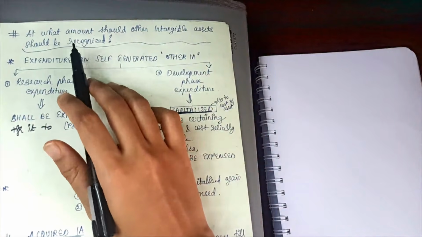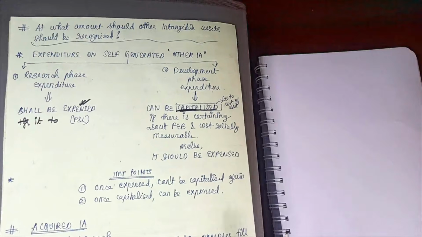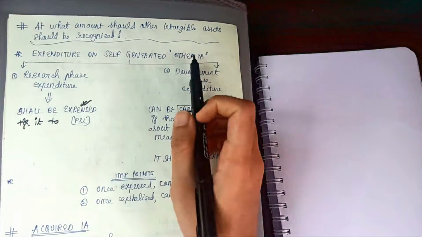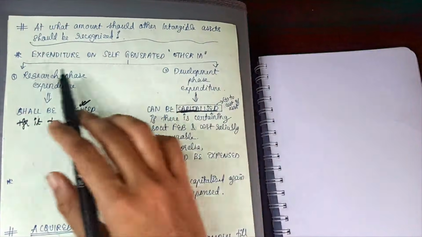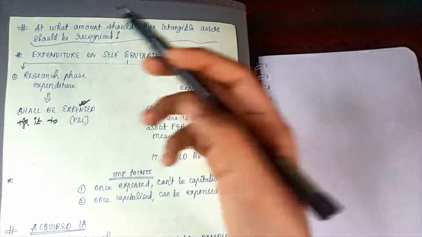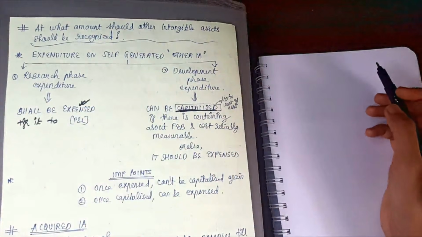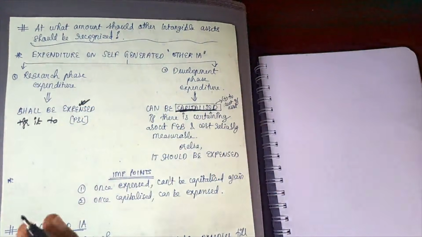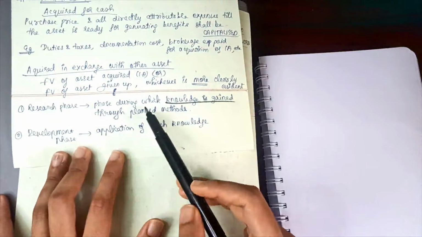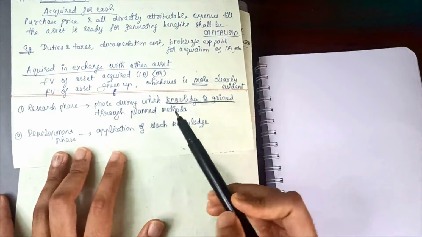So for other intangible assets, we are going to see expenditure on self-generated other intangible assets. We are going to split it into two parts. One is the research phase expenditure, second one is the development phase expenditure. I'll first tell you what is research phase and what is development phase. Research phase means the phase during which knowledge is gained through planned methods.